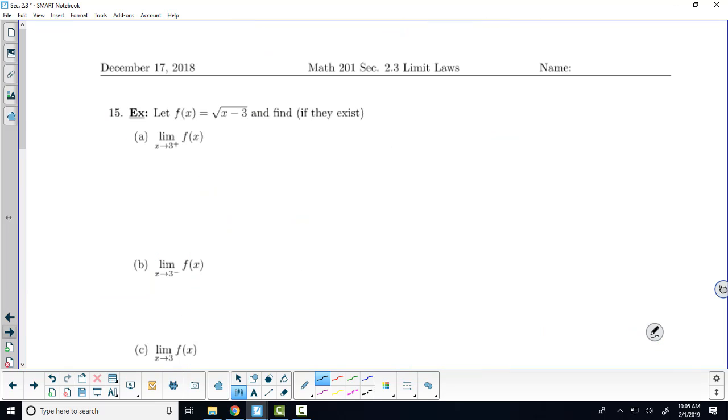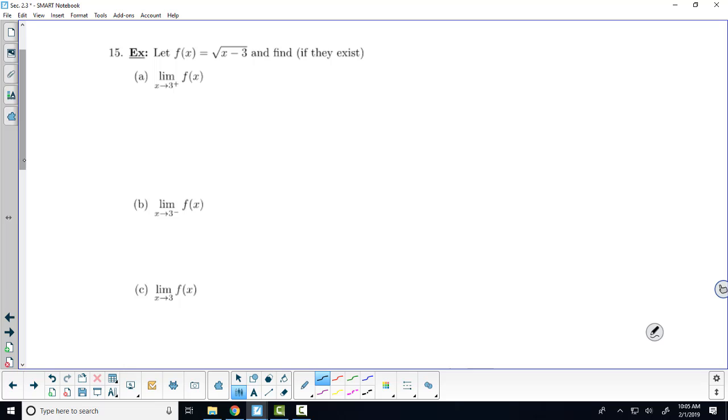So let's do a couple more left and right hand limits. Okay? So we're going to analyze this one analytically first, and then we'll just return to the graph and say, oh yeah, I see that. So I'm looking at the limit as x approaches 3 from the right of this square root function. Okay? So here we go. This is the limit as x approaches 3 from the right of the square root of x minus 3.